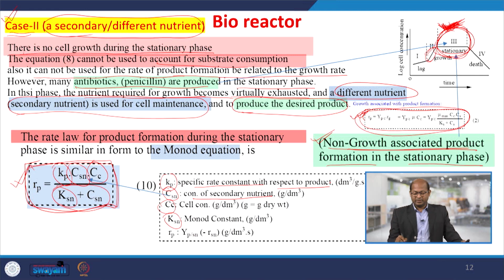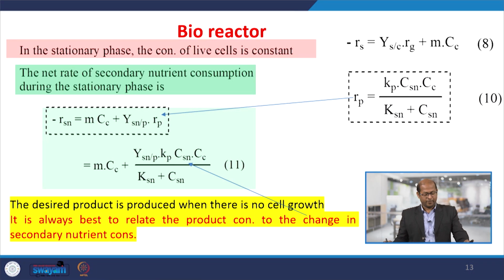Okay. So, similar to the equation used for the growth phase, for the stationary phase, if there is product formation due to the consumption of the secondary nutrient, then we can use this Monod equation to find out the rate of product formation if we know the concentration of the secondary nutrient as well as the cell concentration. So, we can use these equations and find out the rate of product formation.